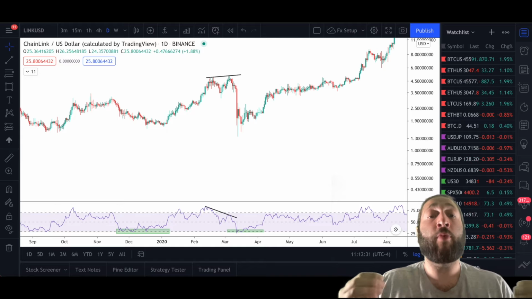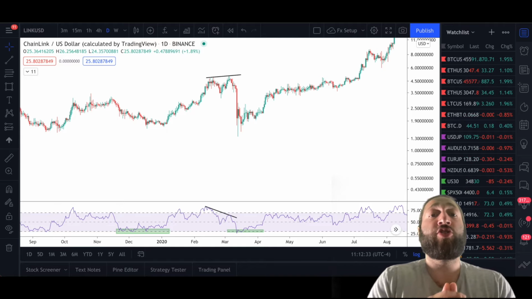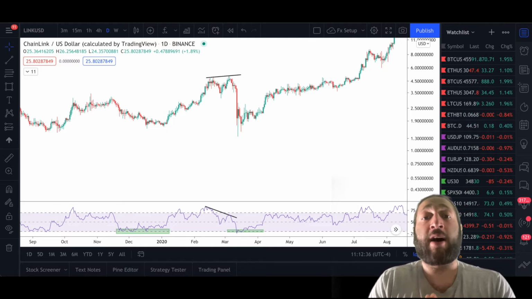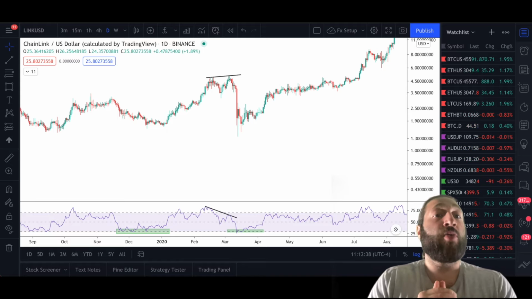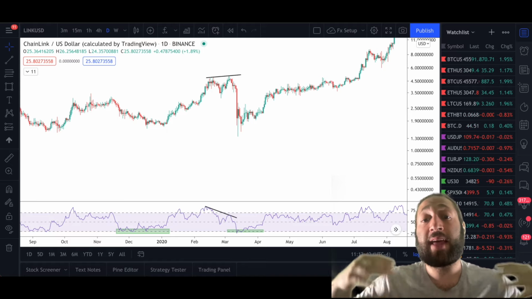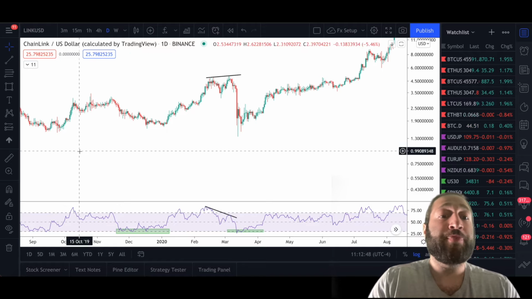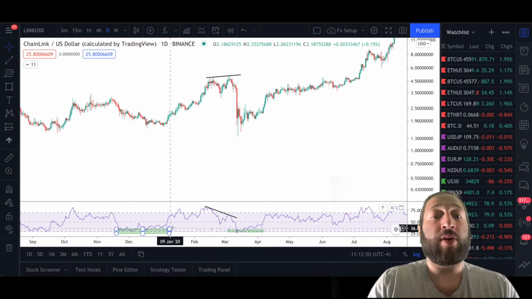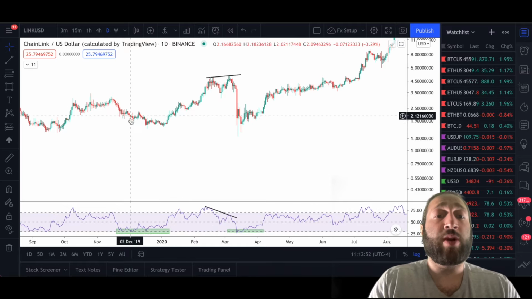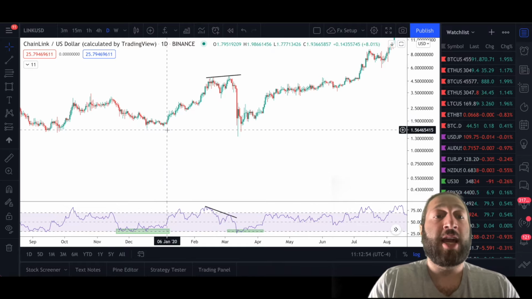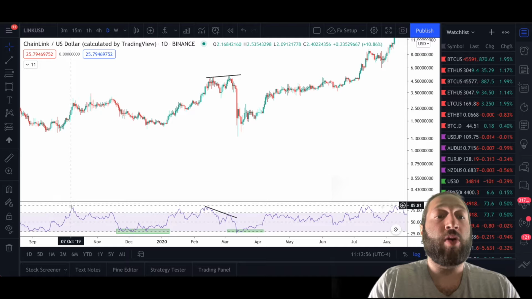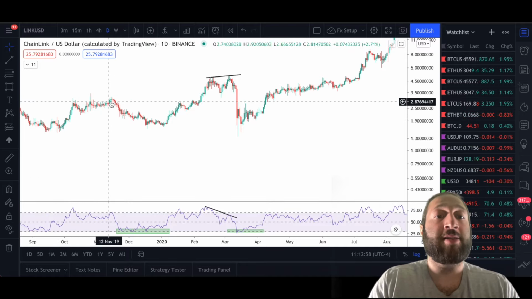RSI is a relative strength index which tracks the strength and momentum of a price, coin, asset, whatever it may be. So with RSI going under 30, you now have an oversold asset. When it is above 70, you have an overbought asset. So here I highlighted, you can see where we were oversold, and it would have been a great buying opportunity. You can see here as well, we were overbought, and then price started to come down.